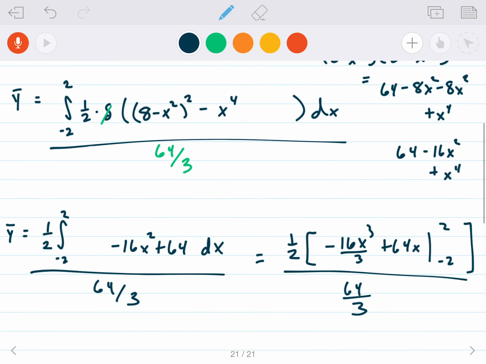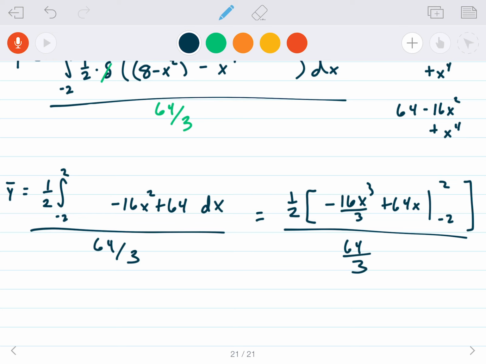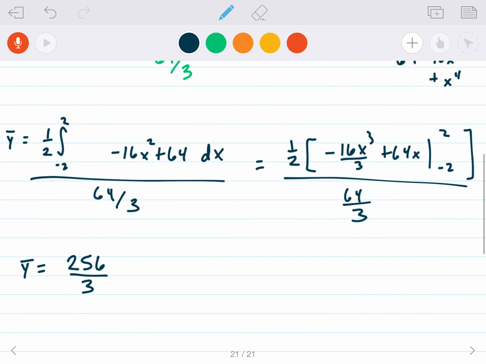On top, I'm not going to do all of this because I feel like you guys know how to do this by now. Plug it in using the fundamental theorem, plugging in 2 and then negative 2 and subtracting. On top, what we end up getting when we do the calculations is 256 over 3. And then on the bottom, again, we have 64 thirds. So this is just going to simplify out to 4. So y bar is equal to 4.